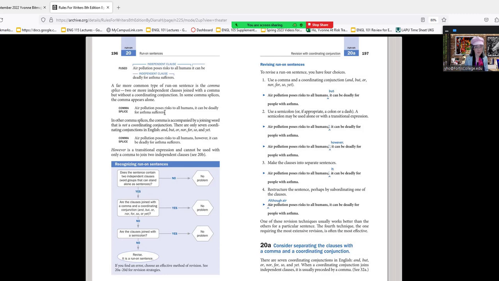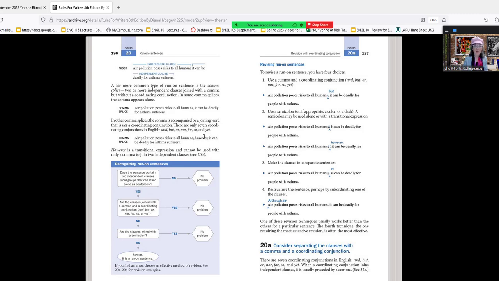In other comma splices, the comma is accompanied by a joining word that is not a coordinating conjunction. There are only seven coordinating conjunctions in English: FANBOYS, for, and, nor, but, or, yet, so. And so, "Air pollution poses risks to all humans, however, it can be deadly for asthma sufferers." And here you're not supposed to have a comma there. You're supposed to have either a semicolon or a period, but not a comma.